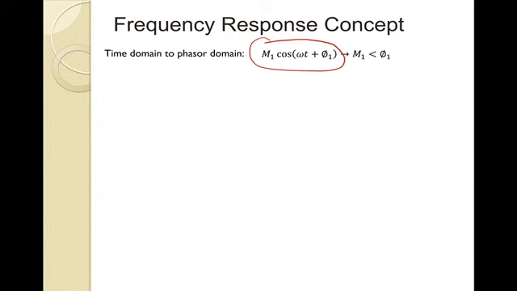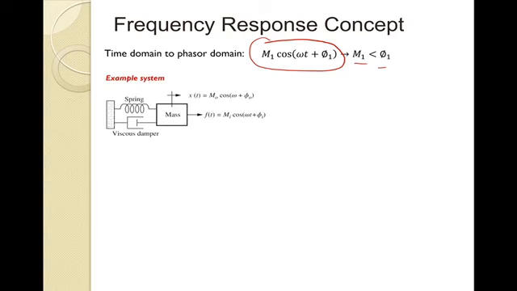So from a phasor domain, what we did is we simply take the magnitude and the phase angle, and we assume that we're operating at one and only one frequency. So we're just focused on the magnitude and phase. Now, as we look at an example, here's a mechanical translational system, a mass spring damper system.